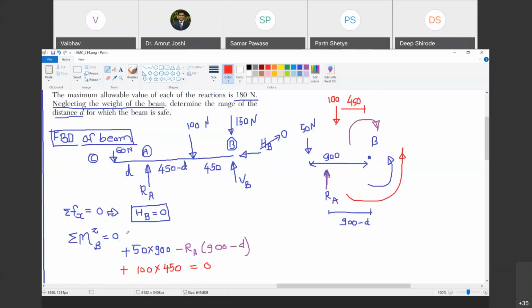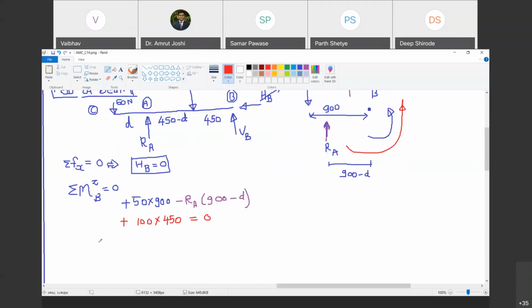चलो अब यहां से can I get the value of RA? RA की वैल्यू मिल सकती है. कैसे आएगी RA की वैल्यू? Sir, I will take RA this side. So 50 into 900 plus 100 into 450. ये होता है 90,000. Are you with me? And this 90,000 divided by 900 minus D is going to be RA.